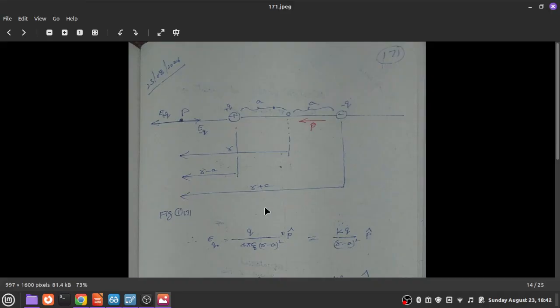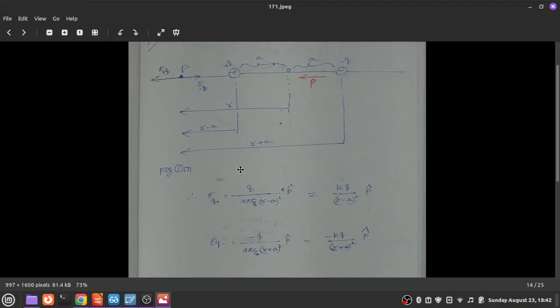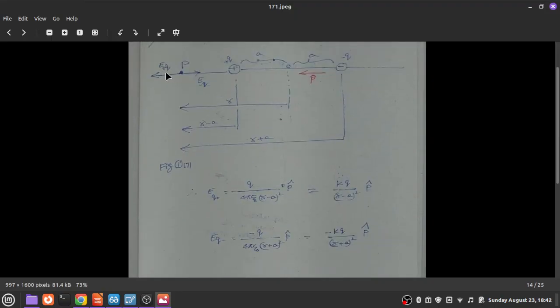Using this diagram, you can easily understand the distance between the negative charge and point P is r plus a. The distance between the positive charge and point P is r minus a. What is r? r is the distance from the center of the dipole to the point P. So E plus Q is the electric field of plus Q at point P. Point P is at a distance of r minus a. So by Coulomb's law, the electric field at point P is E plus Q equals Q by 4 pi epsilon naught (r minus a) whole square, P hat.